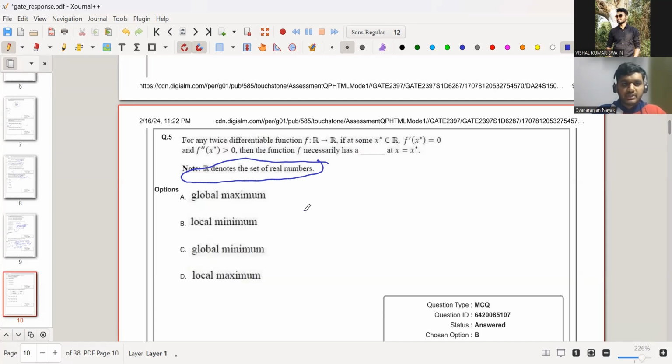So the given statement describes the second derivative test, which is used to analyze the behavior of a function around a critical point, that is x star. Okay, if it is given that the first derivative f dash of x star equals 0, and if the second derivative is greater than 0, then x star is a local minimum of the function. So the answer is option B, that is local minimum. So we proceed for next.